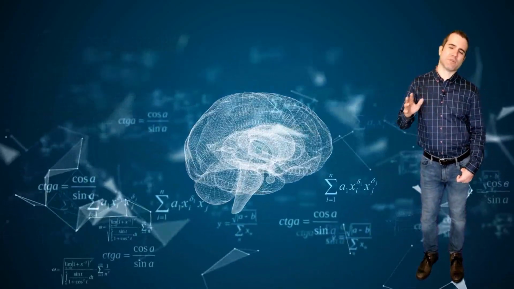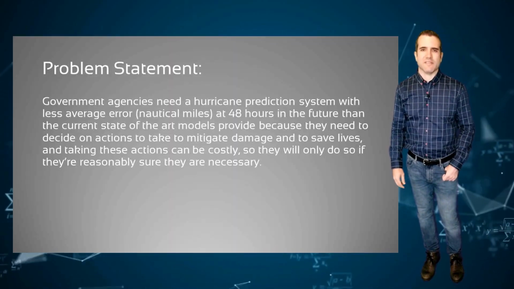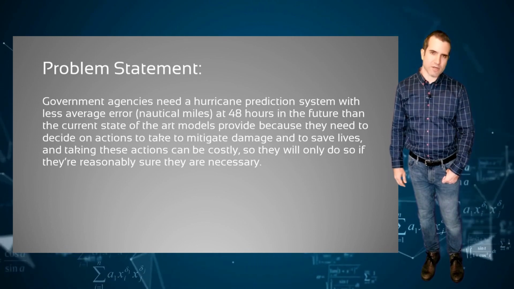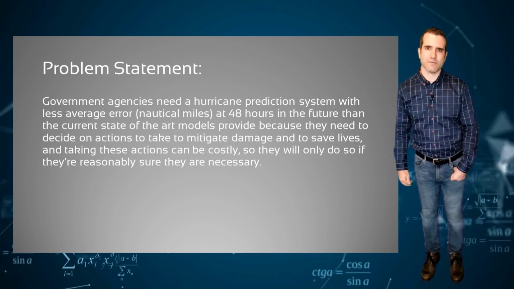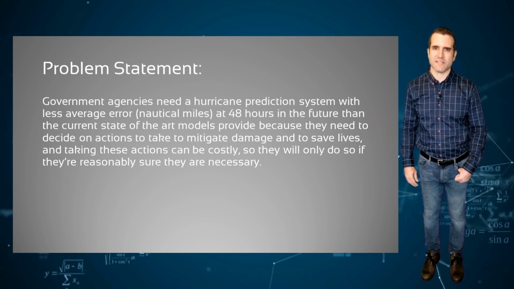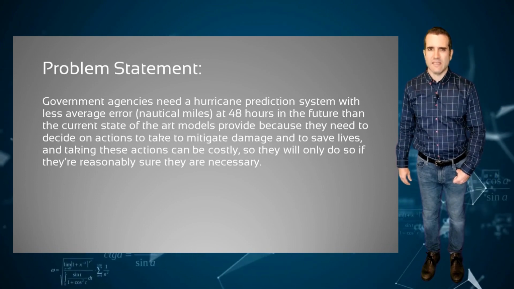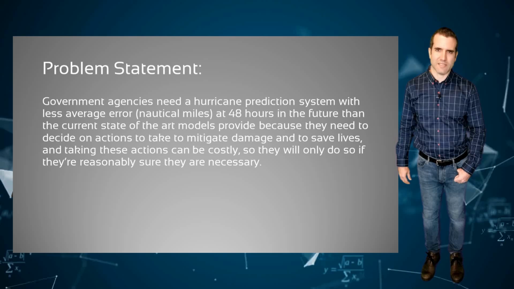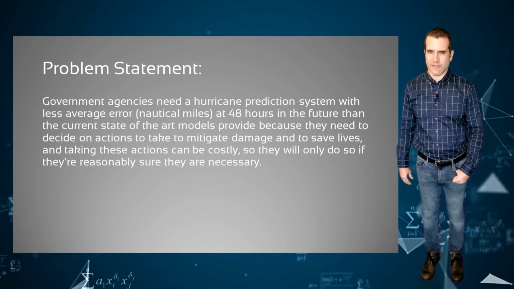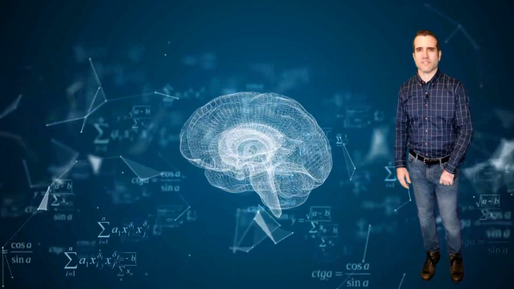So here's the problem statement as I see it. Government agencies need a hurricane prediction system with less average error in nautical miles at 48 hours in the future than the current state-of-the-art models provide, because they need to decide on actions to take to mitigate damage and save lives. And taking these actions can be costly, so they will only do so if they're reasonably sure they are necessary. Maybe that's a little verbose, but I think it really works.